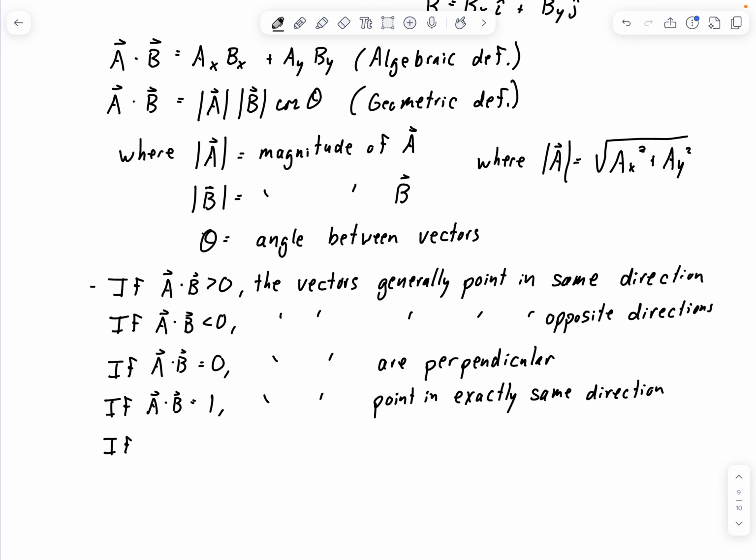And finally, if A dot B is equal to -1, then the vectors point in opposite directions.